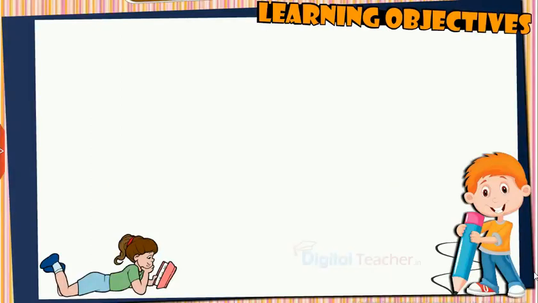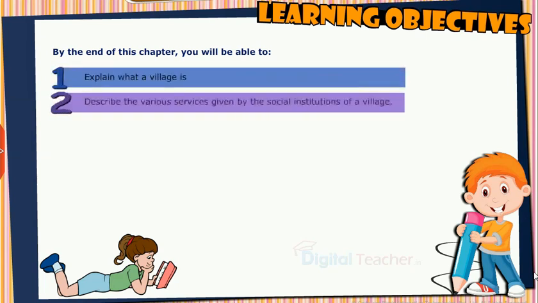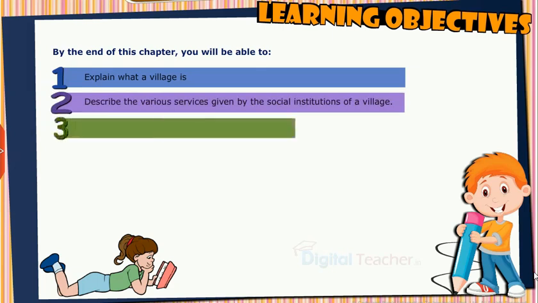Learning objectives. By the end of this chapter, you will be able to explain what a village is, describe the various services given by the social institutions of a village, understand the importance of the social institutions of a village.